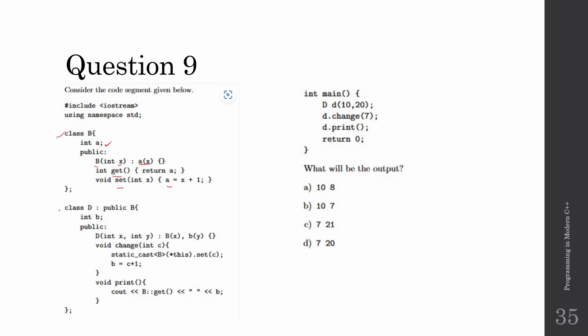Now we have a derived class D which has a data member B. Remember that since it is deriving from B, your class D will also have a data member A which it inherits from B. Then we have a constructor which accepts two arguments x and y. It passes x to the B class and it sets small b to y. So after the constructor is called, A will be set to x and B will be set to y.